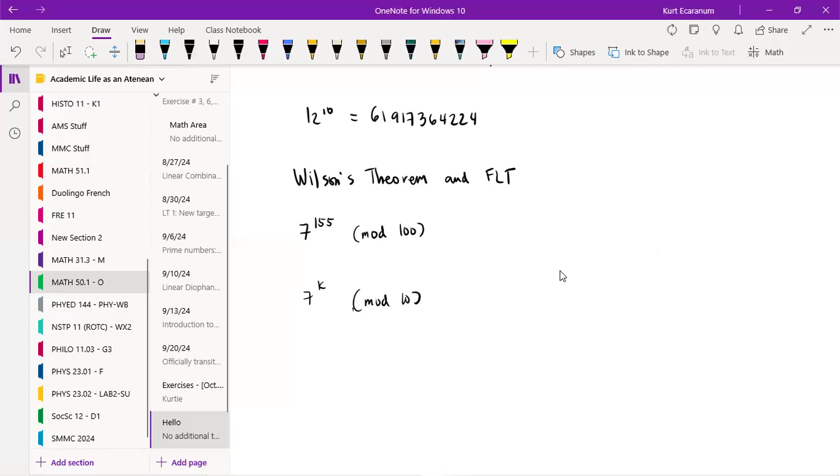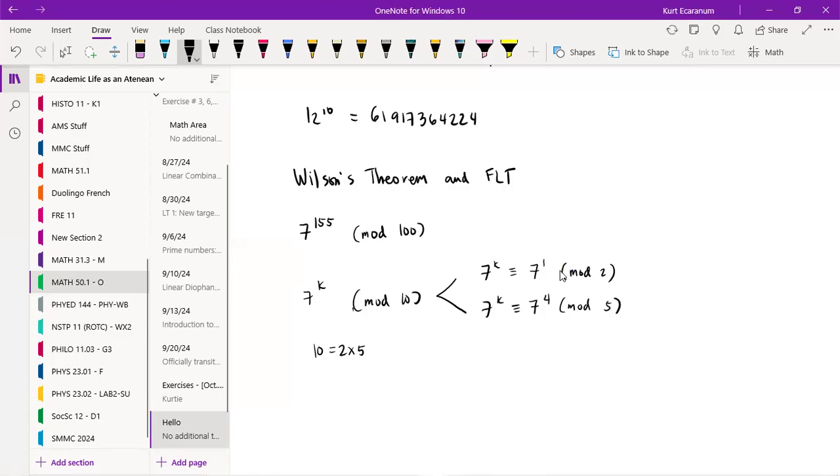So, paano ba natin gagamitin? So, 10 is equals to 2 times 5. So, 7 to the k, we can express this as 7 to the k mod 2 and then 7 to the k mod 5. Again, ano ba ang sinasabi ng Fermat's little theorem? Ngayon, we have primes already. 2 and 5 are primes. So, modulo 2, this should be 7 to the 1. Di ba? p minus 1. 2 minus 1 is 1. And then, 7 to the 5 minus 1 is 4.